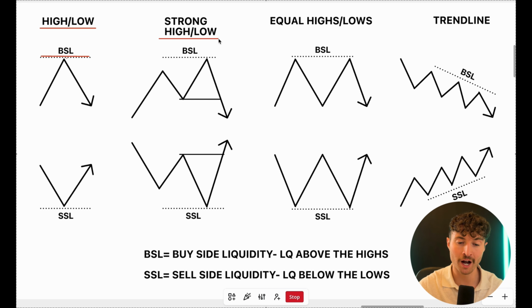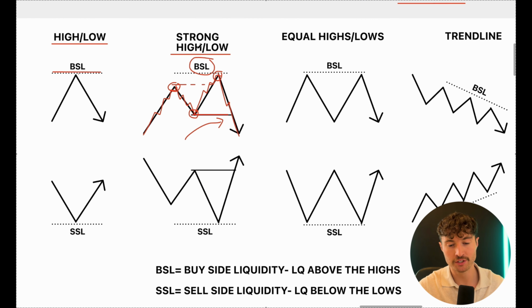Next, we have a strong high. So imagine that price pushes to the upside, we get a high in the market, then we get a pullback, we get a higher low, we then get another higher high, and then we break and close below right here. So retail are going to see this as a strong high in the market, because they see this as taking out liquidity, and then we're breaking structure to the downside. So we know that this is going to be generating buy-side liquidity above this high right here.